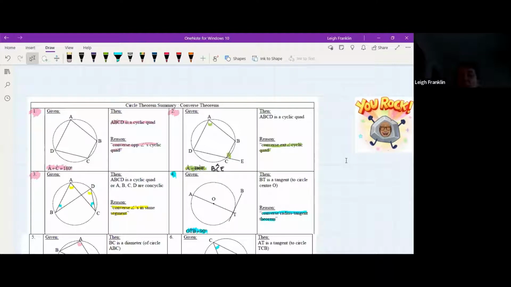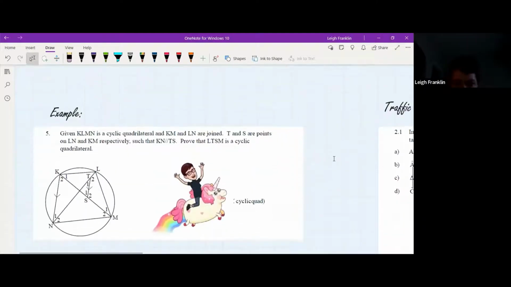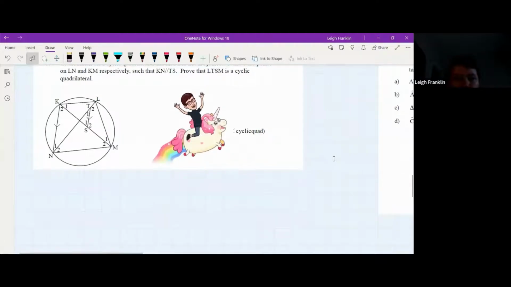Okay, so let me go and show you an example of how we would do this. But unfortunately, it's kind of hidden in another question.